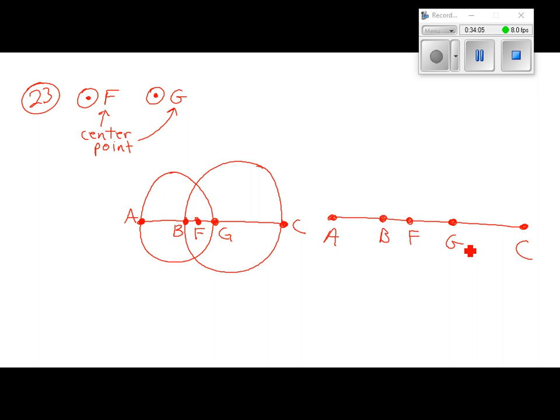Now look back at the directions. What did they tell us about the circles? Other than F and G being the center points, what else did they tell us? They're 5 and 6 units.